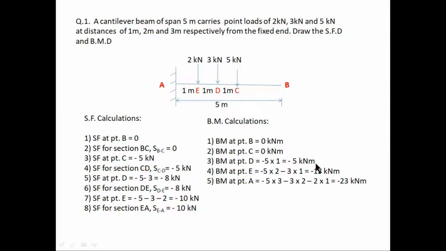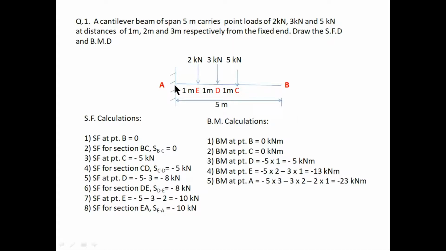Then BM at point E, at this point the moment is going to be because of this 5 kN and the 3 kN forces. So BM at point E because of this 5 kN is 5 kN into the distance, that is 2 meter, 5 into 2, 10, and because of 3 kilonewton it is going to be 3 multiplied by 1. So BM at point E is equal to minus 5 into 2 minus 3 into 1. So that comes to minus 13 kilonewton meter.